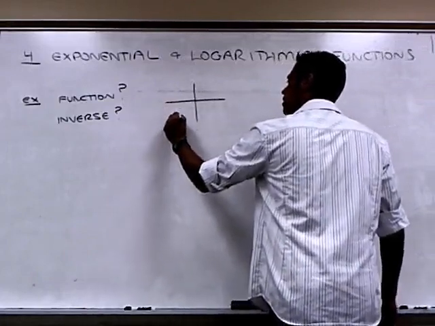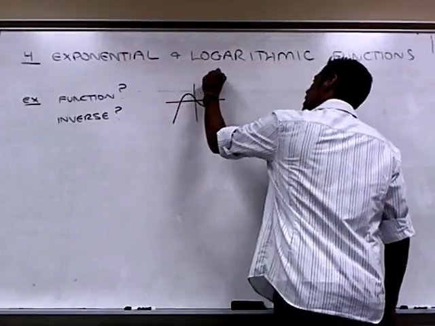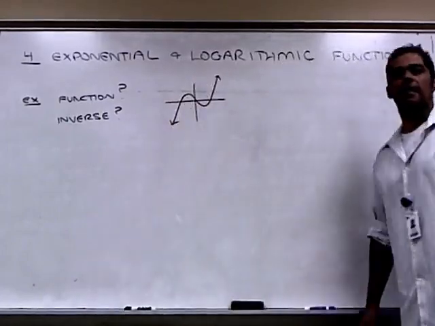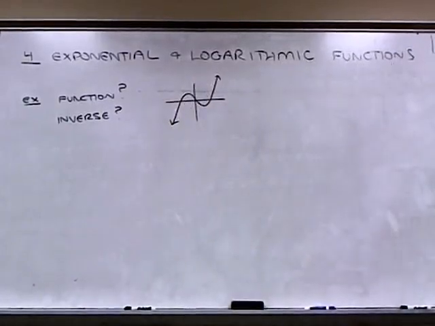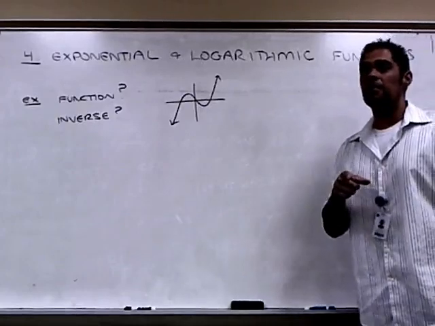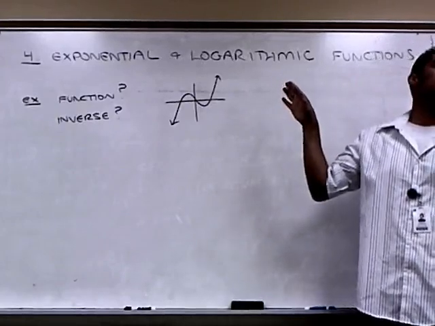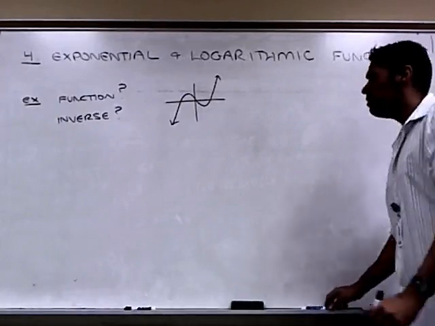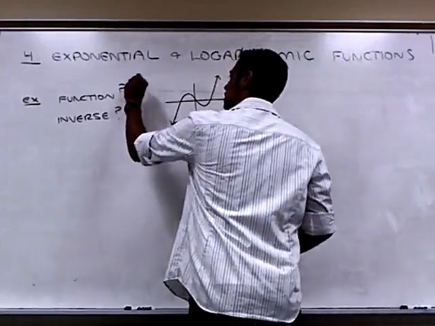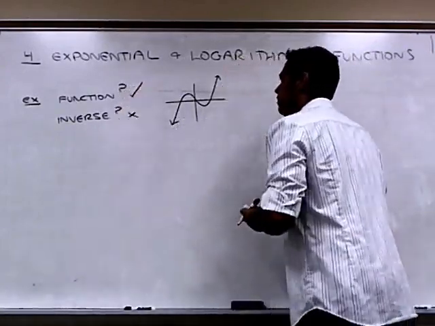How about a nice polynomial function like that? Right? That look like a polynomial function? It is a function, passes the vertical line test, but it fails the horizontal. So this one, I would say yes, and this one, no, right?